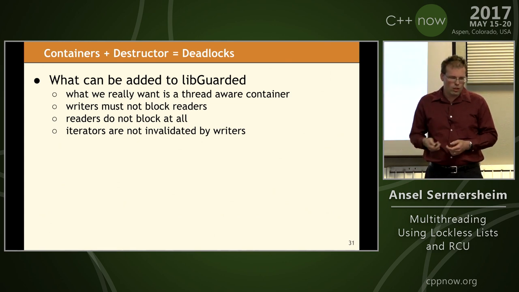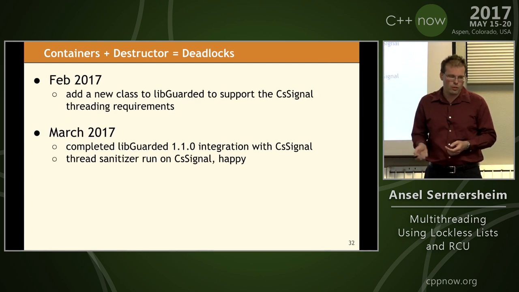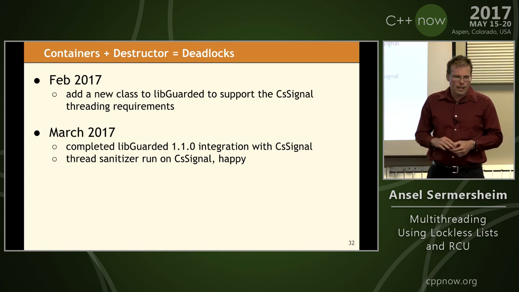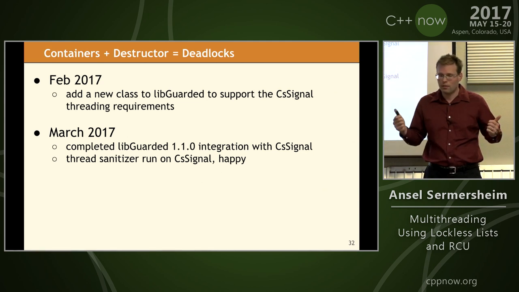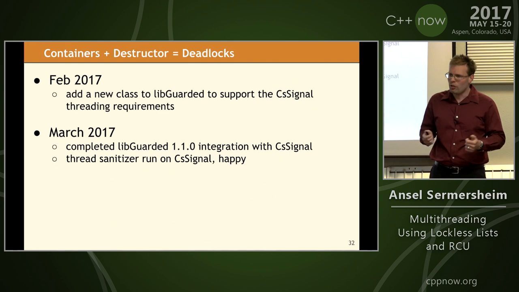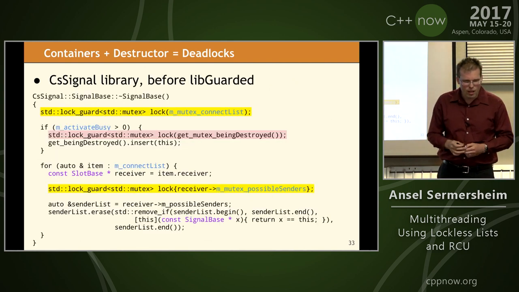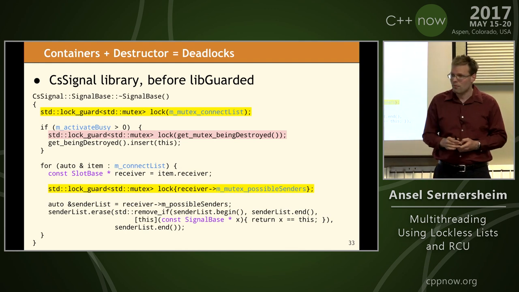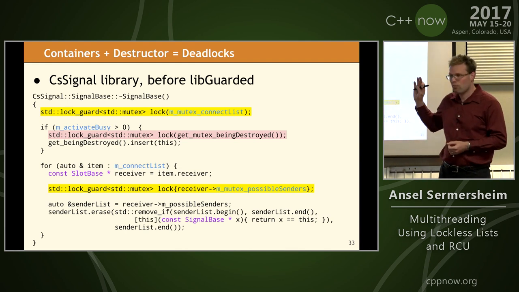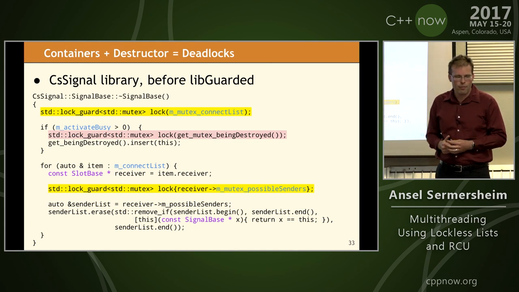So I looked around and I said, okay, how will we do this? Well, we looked at it in February and said, okay, let's add a new class. And then in March, completed the integration with CsSignal and got thread sanitizer to run, and everything worked. No deadlocks. Very happy. It also made a huge change in the code. So before the change, before libGuarded, the CsSignal library was using raw mutexes.